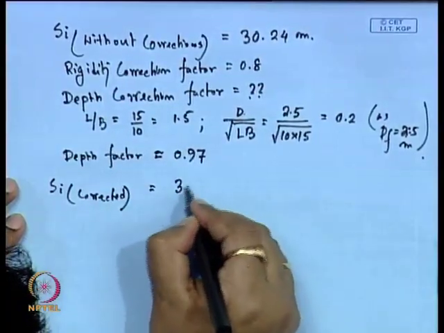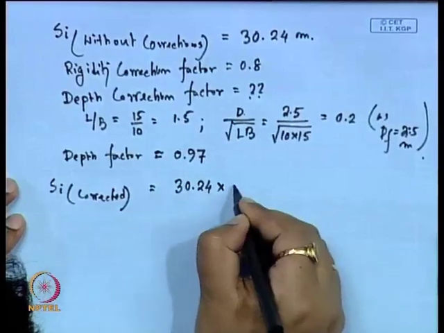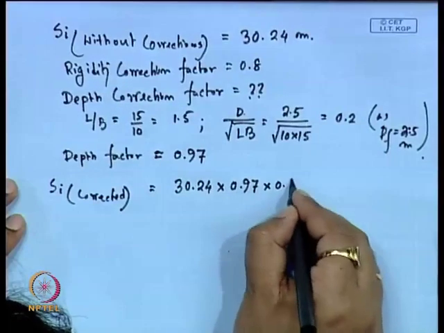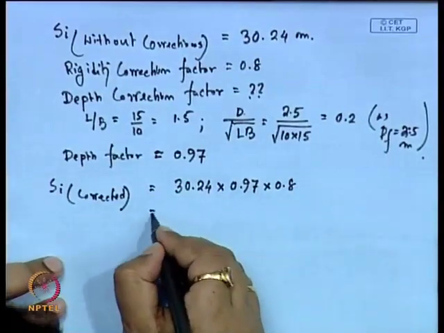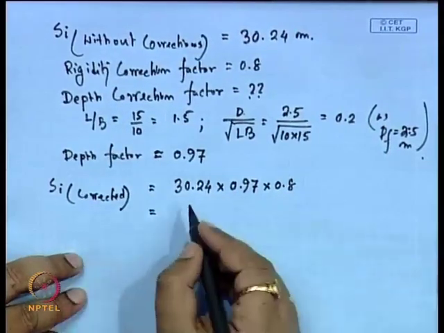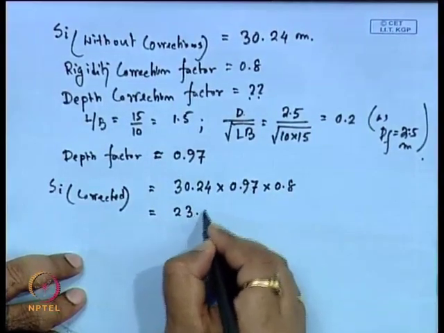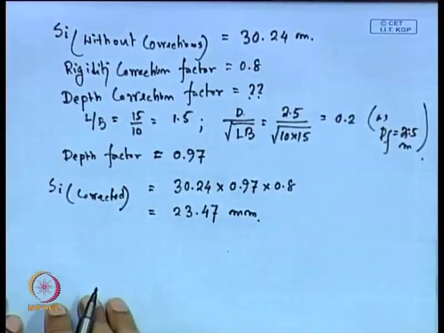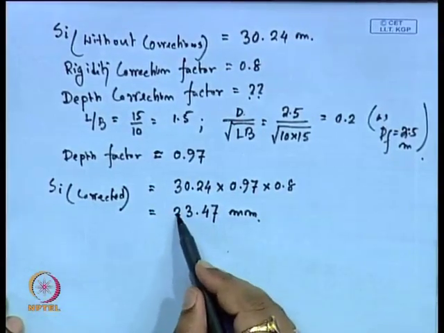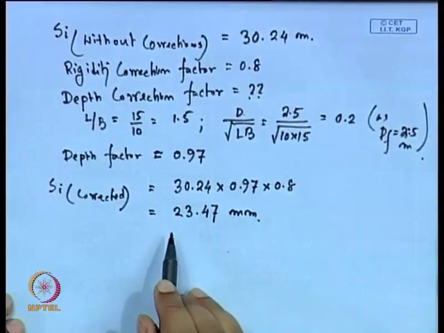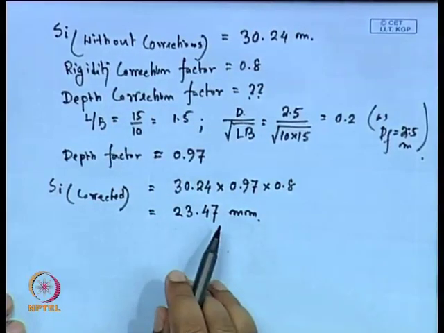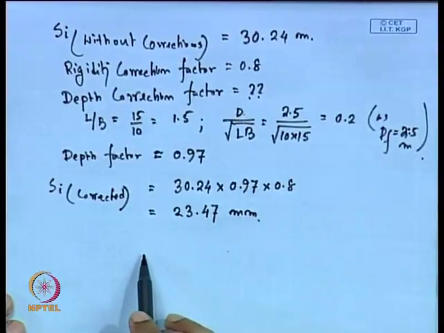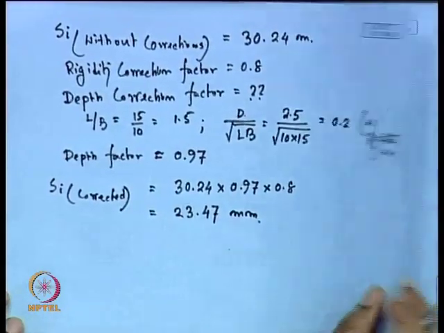If I correct that, 30.24 with 0.97 for the depth correction and 0.8 for the rigidity correction, this value comes out to be 23.47 millimeter. So, 23.47 millimeter is the corrected immediate settlement value after we correct the depth factor and the rigidity factor. Next, we will calculate the consolidation settlement.